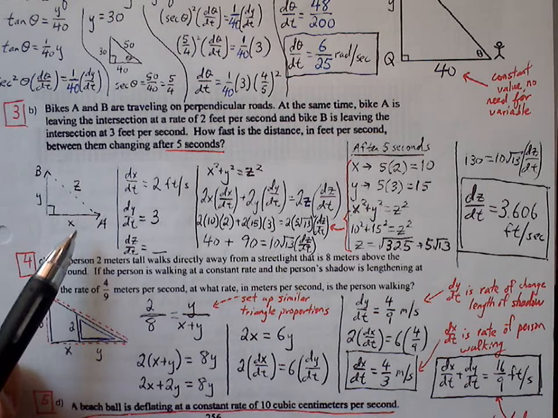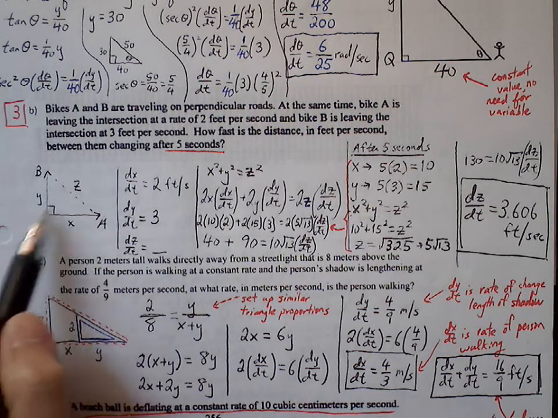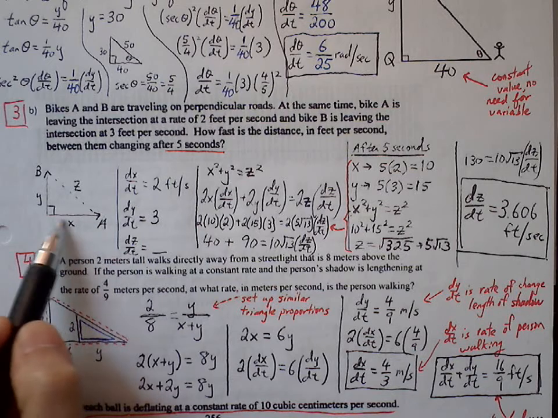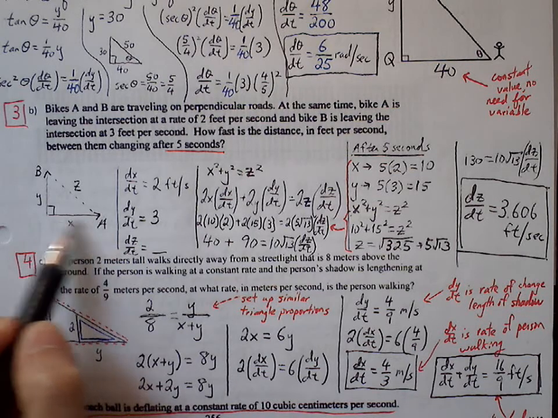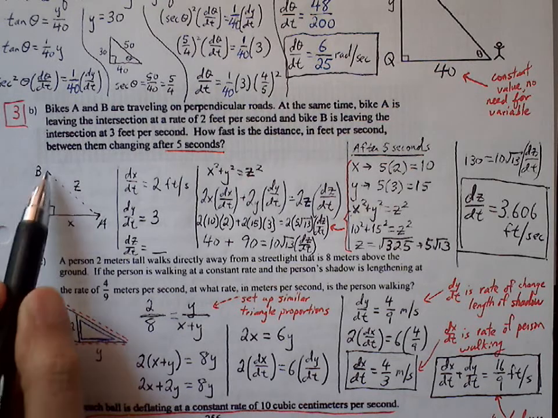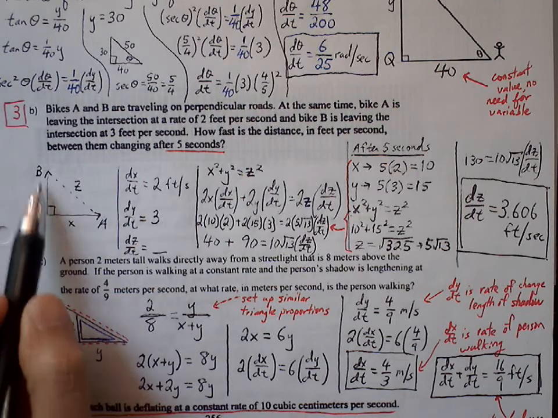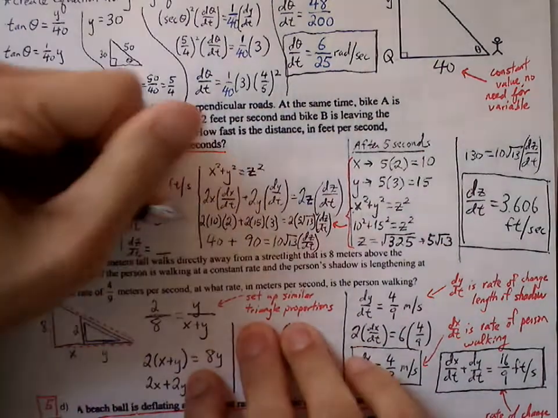So I'm just going to label my sides with variables x, y, and z. dx dt represents the rate of change of bike A, which is 2 feet per second. dy dt is the rate of change of bike B, which is 3 feet per second.